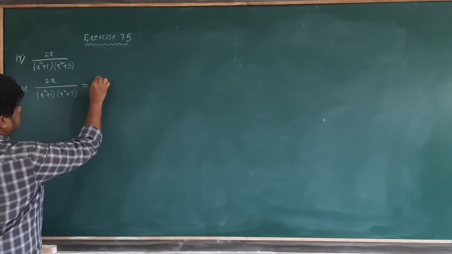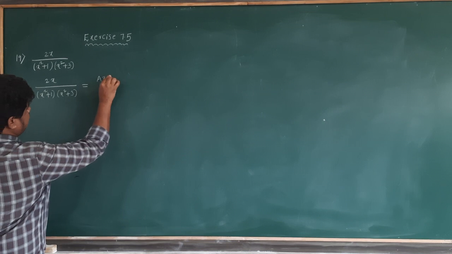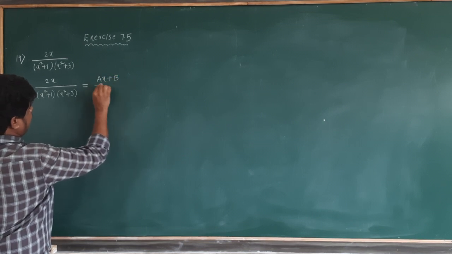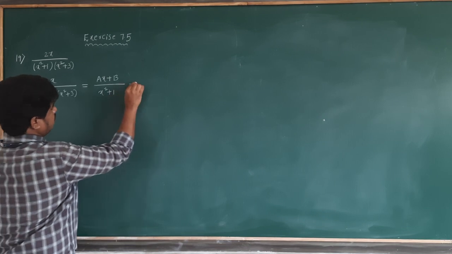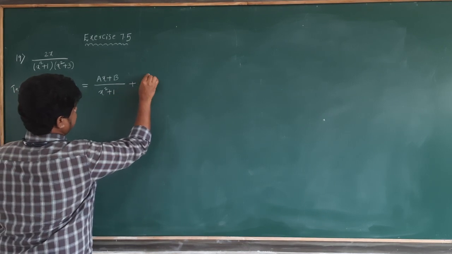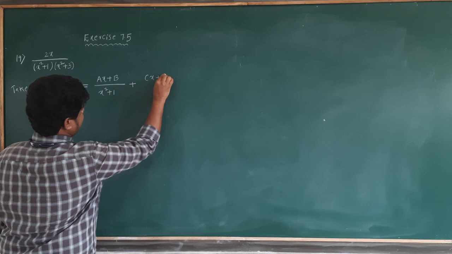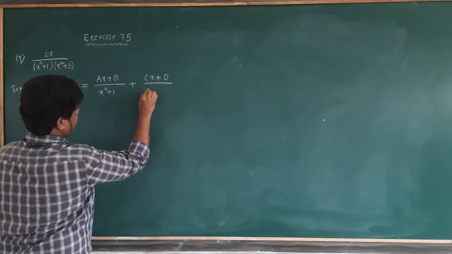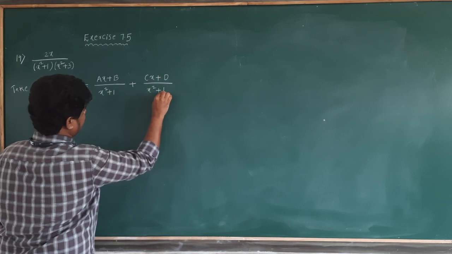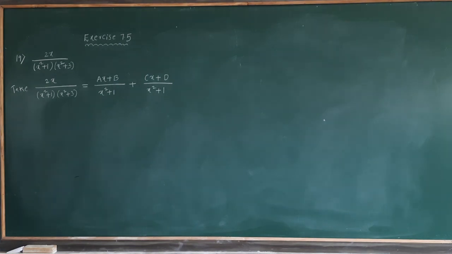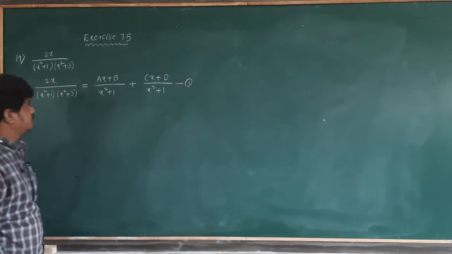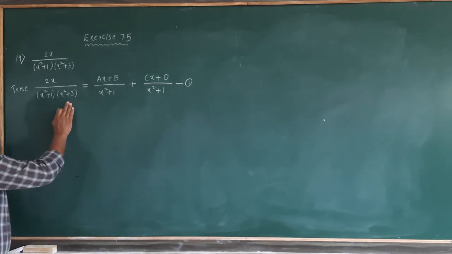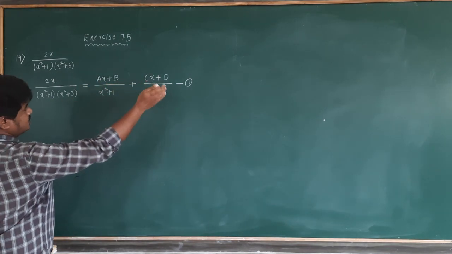So (ax plus b) divided by (x square plus 1) plus (cx plus d) divided by (x square plus 3). Take it as equation 1. Both are quadratic, so we took that ax plus b, cx plus d.